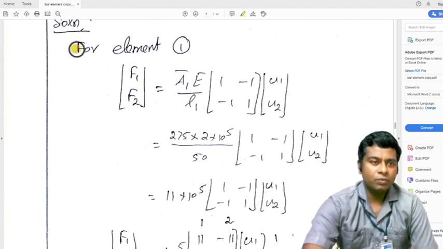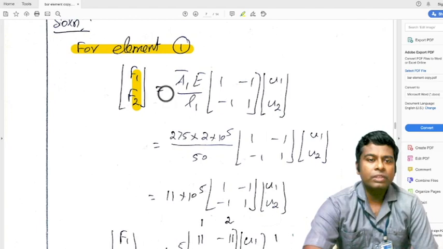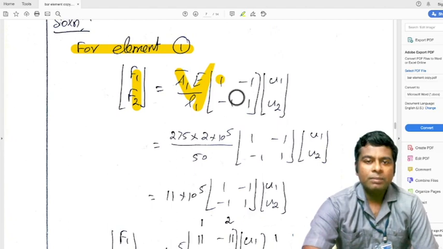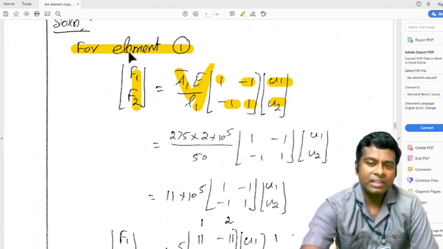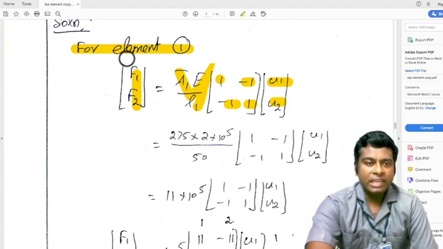So for element 1, F1, F2 equal to A1 bar E by L1, matrix of 1, minus 1, minus 1, 1, times matrix of U1, U2. So the finite element equation we already know, that is F equal to Ku.